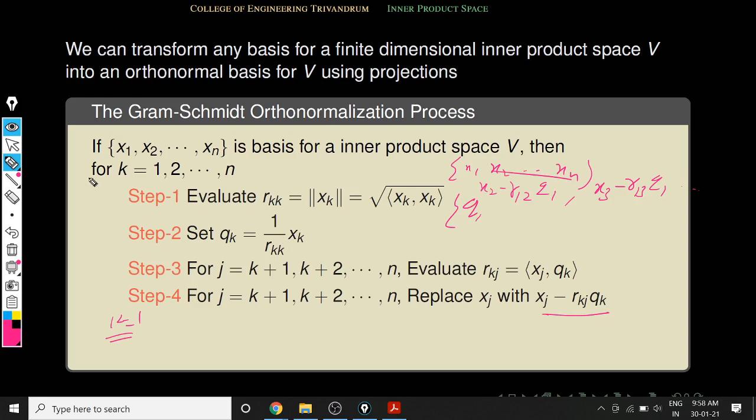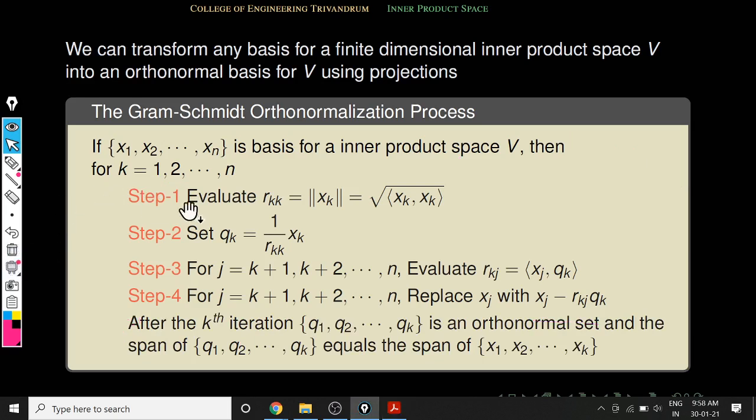Then in the next iteration, we assume that K equal to 2. If K equal to 2, you compute R22, then you can immediately find Q2. Then we replace X3, X4 up to Xn using this rule. That's the idea: each time you evaluate one qi, we replace the remaining xi's. Continuing this up to n times, we get a set q1, q2 up to qn, and this set is an orthonormal basis for the given vector space.